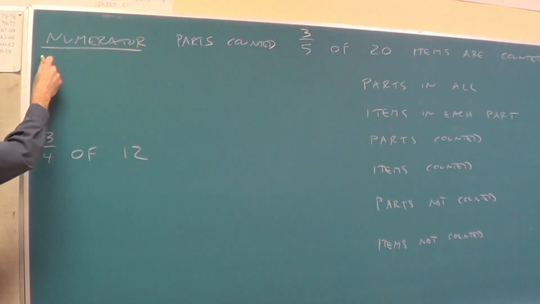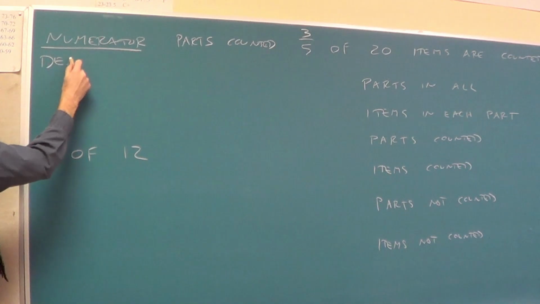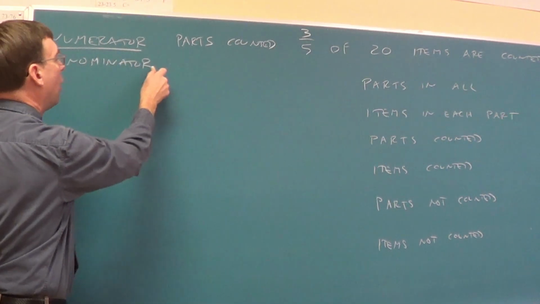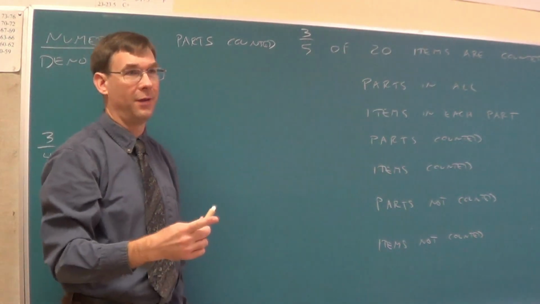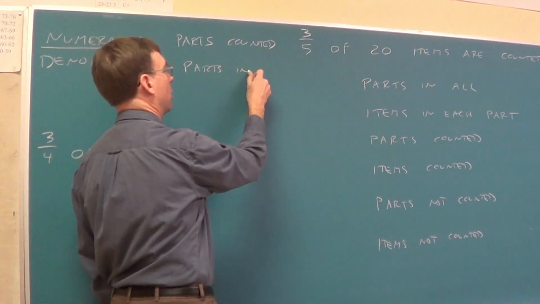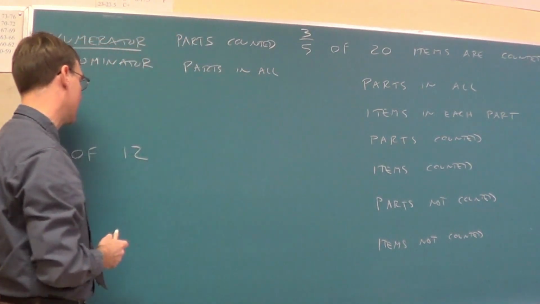Bottom? Denominator. What is the denominator about? Parts and all. That's the parts and all. So the bottom tells you the parts and all, the top tells you what gets counted.